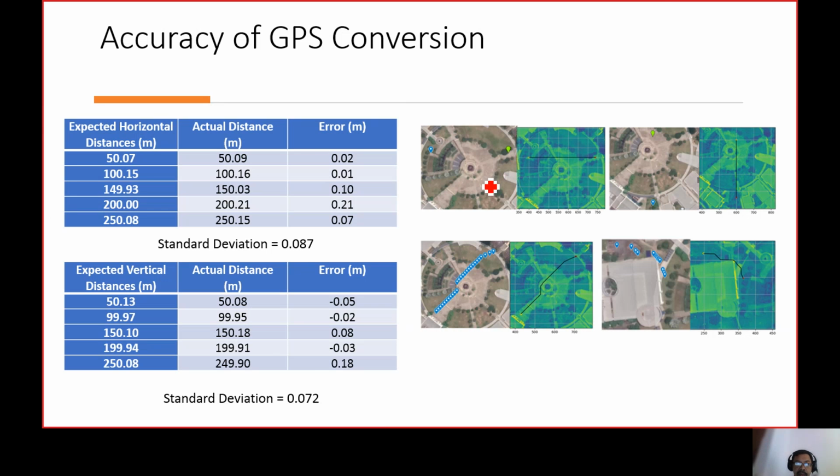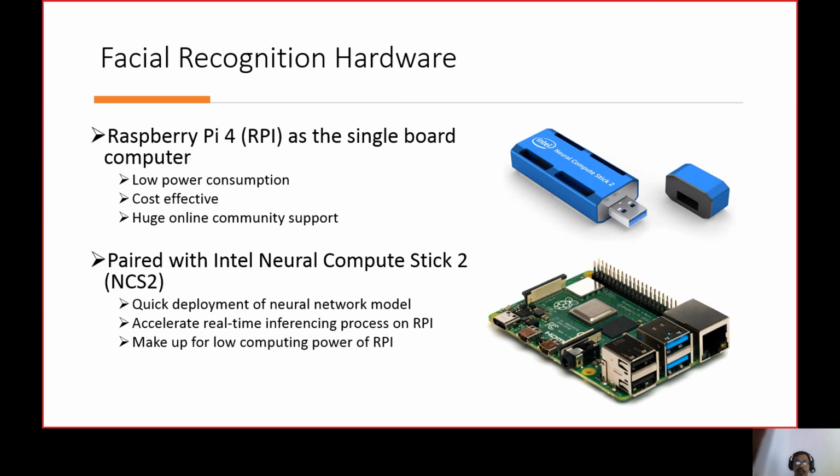This is the error from the actual. As you can see here, the standard deviation is around 0.01, which is quite okay. This is what we do here. We do some calculations. This is in front of Nottingham. This is our free space.